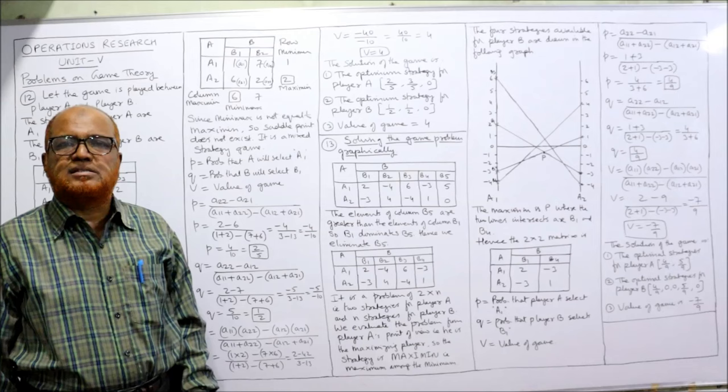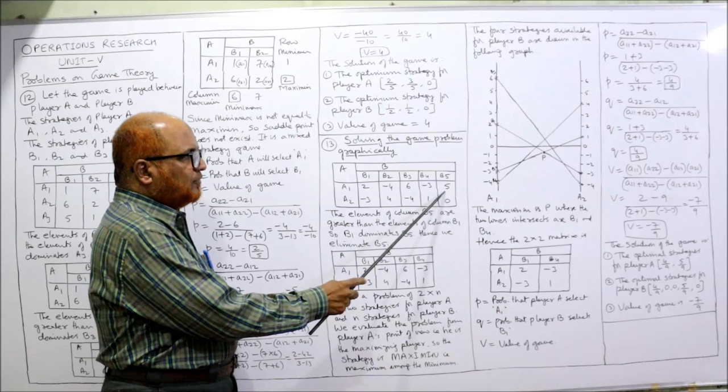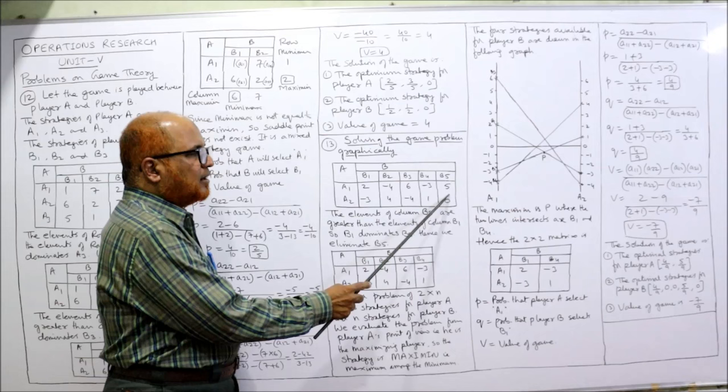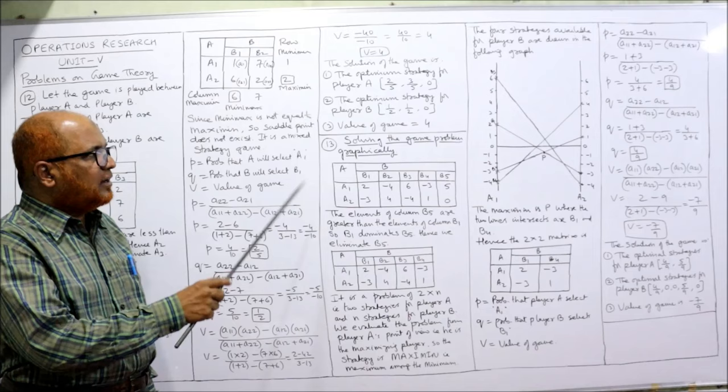So here, if you compare B1 with B5, 2 and 5, so 5 is greater; minus 3 and 0, 0 is greater, right? So 5 is greater, 0 is greater. That means B1 will dominate B5. B5 will get eliminated.